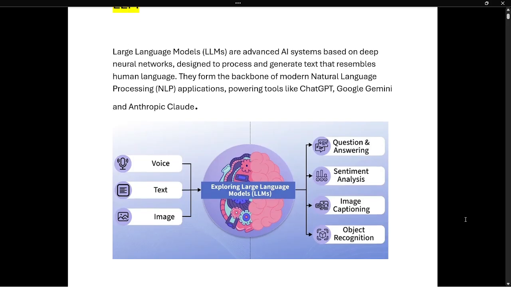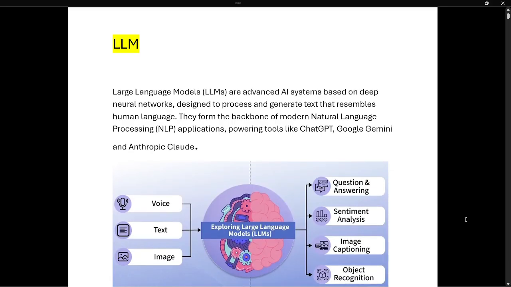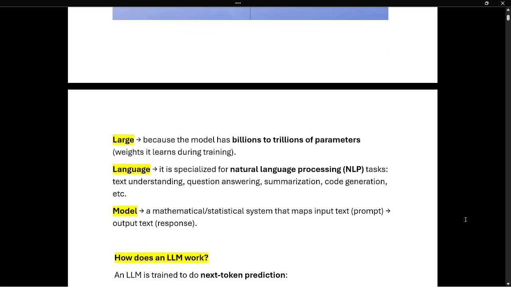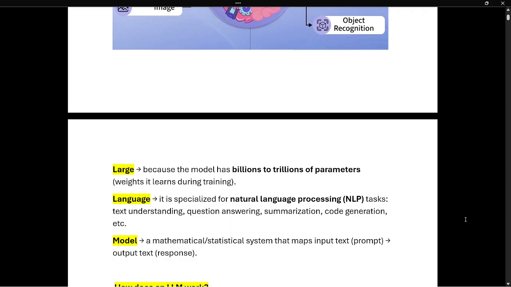Now, as we see the term LLM, it has three parts: one is large, one is language, and one is model. What does large indicate here? Large indicates that it is trained on billions or trillions of parameters. Whatever mathematical model, whatever deep learning model we have, is trained on billions or trillions of parameters. That's why it is called large.